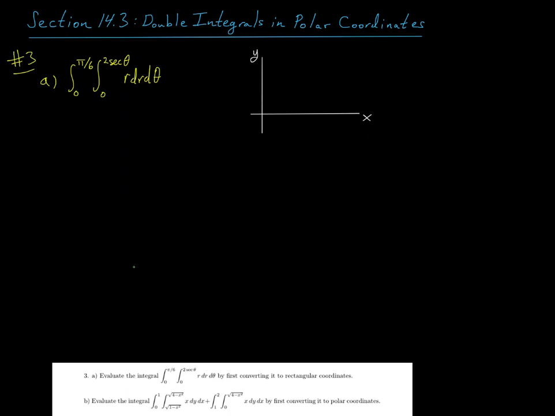All right, next up is question number 3, and part A says to evaluate the integral of r dr d theta, where r varies from 0 to 2 secant theta, and theta is varying from 0 to pi over 6, by first converting it to rectangular coordinates.